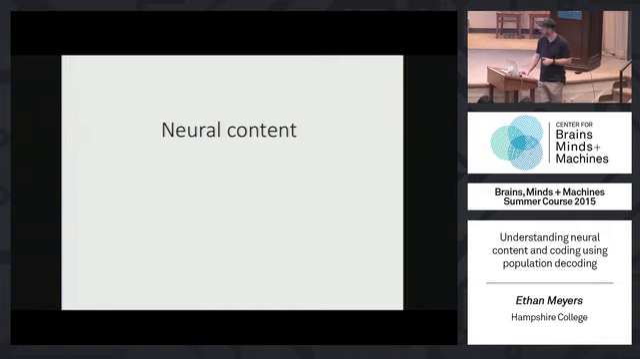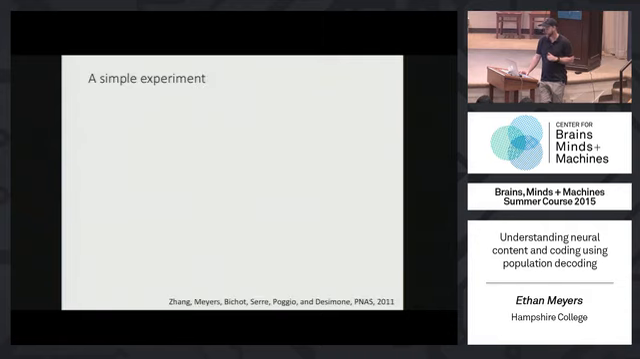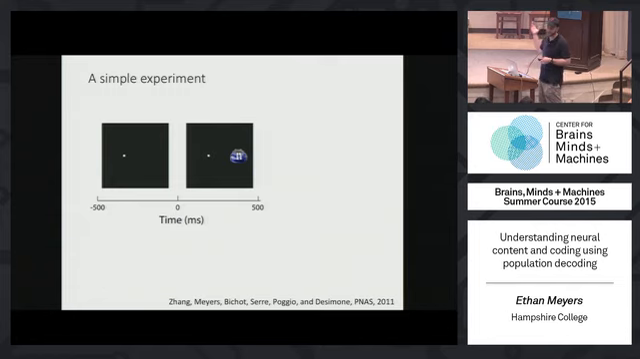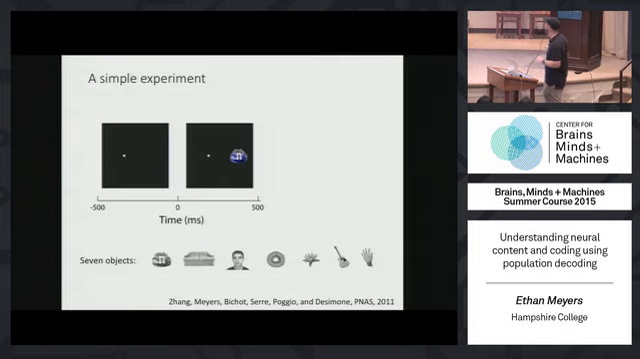All right, so let's go into talking about neural content, or what information is in a brain region and how we can use decoding to get at that. As motivation, I'm going to be talking about a very simple experiment. Basically, this experiment involves a monkey fixating on a point through the duration of the trial. But first, there's a blank screen. And then after 500 milliseconds, up is going to come a stimulus. Okay? And for this experiment, there's going to be 7 different possible stimuli that are shown here. And what we're going to try to decode is which of these stimuli was present on one particular trial. Right? And we're going to do that as a function of time.